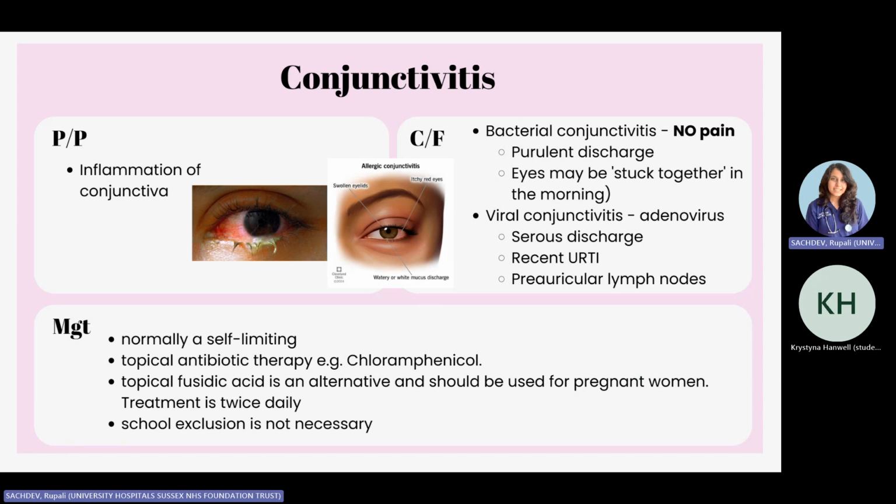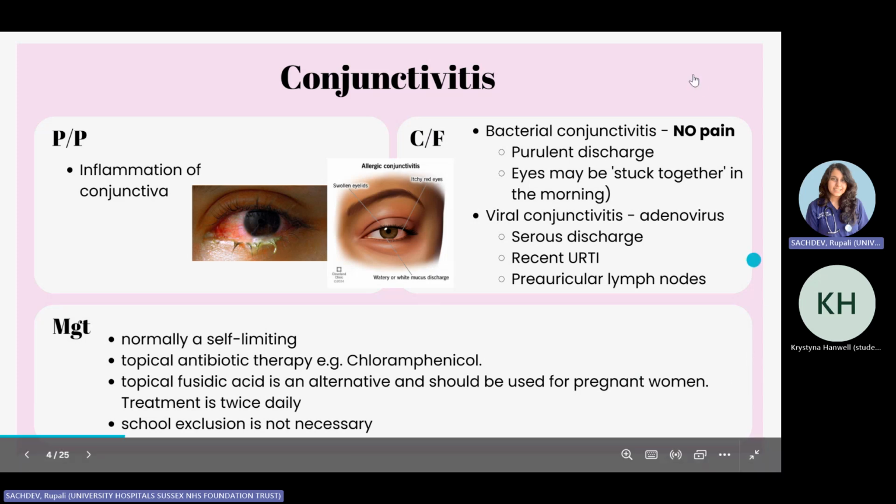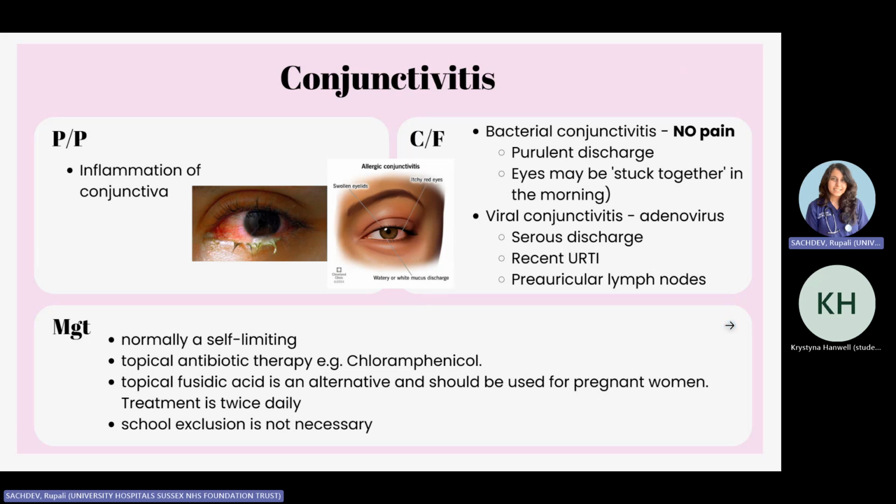When it comes to viral conjunctivitis, it's going to be serous discharge, so clear, thin, watery discharge is what they're going to have. And they might give you a history of a recent upper respiratory tract infection, and they might have palpable lymph nodes. The management for allergic conjunctivitis is normally that it's self-limiting.